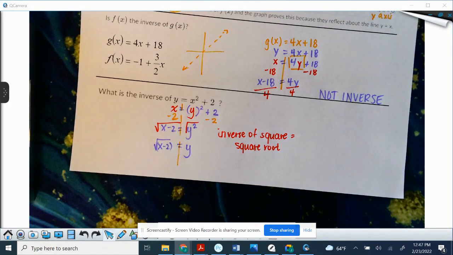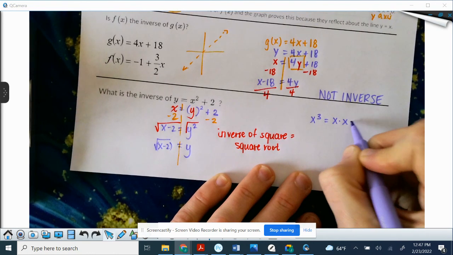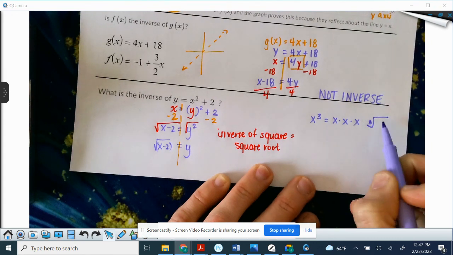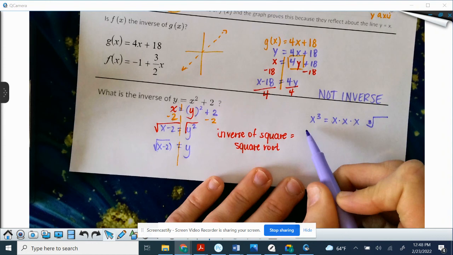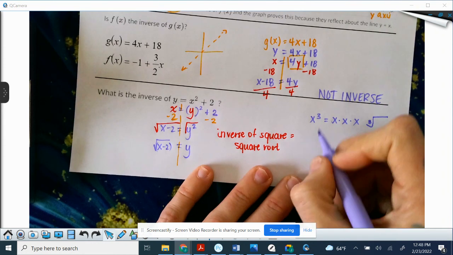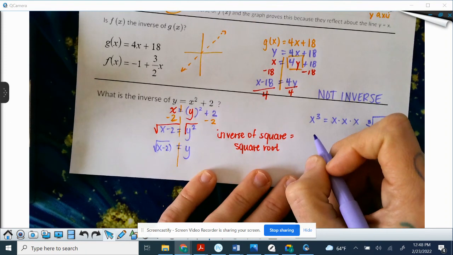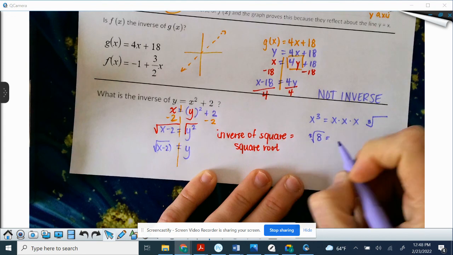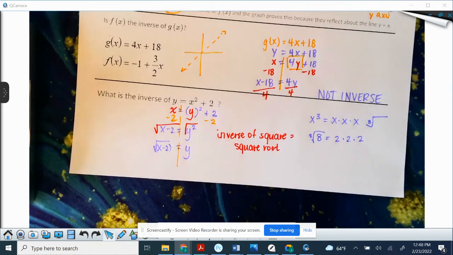And just to make sure. So if I have x cubed, we know that's x times x times x. And so when I take the cube root of x cubed, that's asking what did I multiply 3 times? And it's whatever that number on the bottom is, or the letter on the bottom is. So if it was like the cube root of 8, that is going to be 2, because 2 times 2 is 4, and then 4 times 2 is 8.